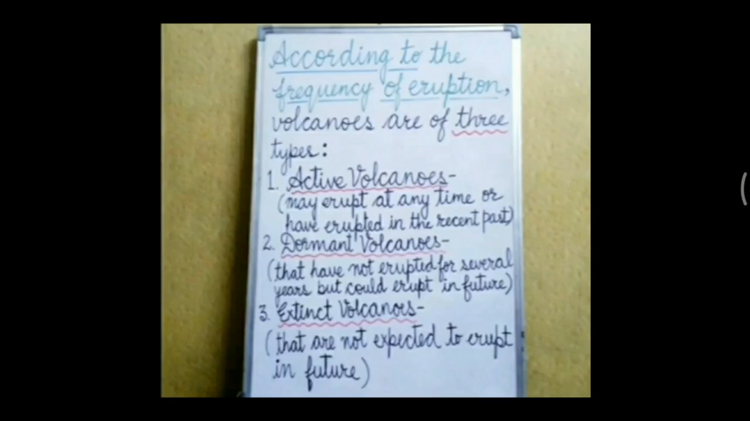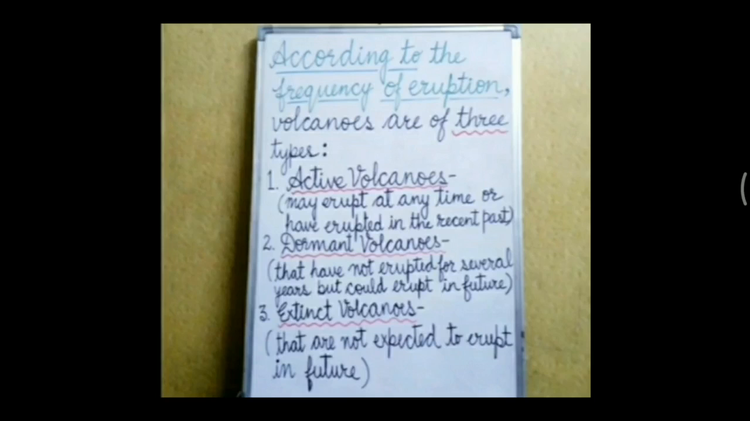Now we are going to talk about the types according to the frequency of eruptions. So children, according to the frequency of eruptions, volcanoes are of three types. One is the active volcanoes, second is the dormant, and the third one is the extinct volcanoes. Active volcanoes are those that may erupt at any time or have erupted in the recent past. Children, many active volcanoes are found around the Pacific Ocean, giving rise to the name the Pacific Ring of Fire. A few examples of active volcanoes are Mount Vesuvius, Mount Fuji, and Mount Erebus, some well-known active volcanoes.